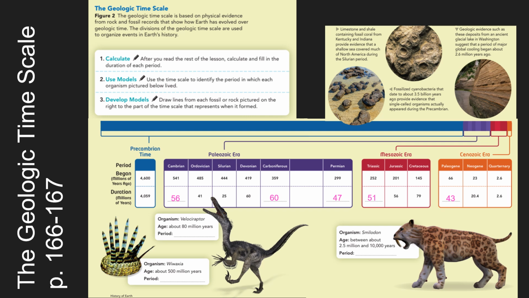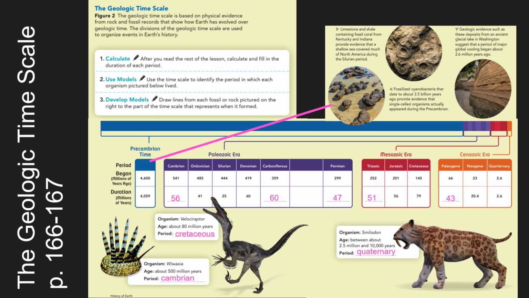Next, we need to use the time scale to identify the period in which each of the organisms pictured below lived. So the Velociraptor was during the Cretaceous period, the Wiwaxia was during the Cambrian period, and the Smilodon was during the Quaternary period. Finally, we need to draw lines from each fossil or rock pictured on the right to the part of the timescale that represents when it formed.